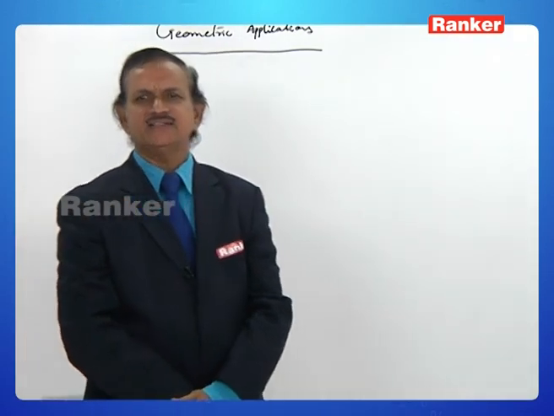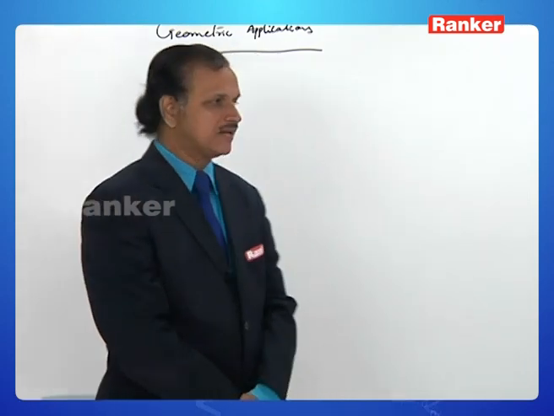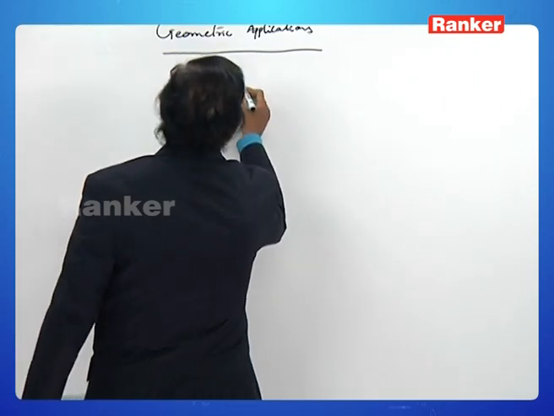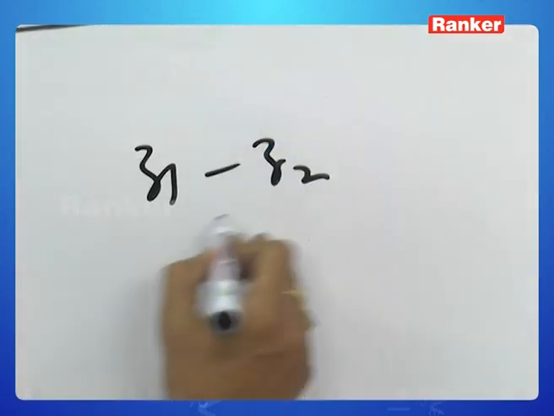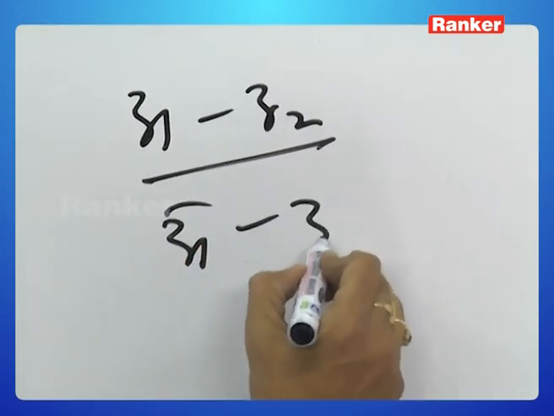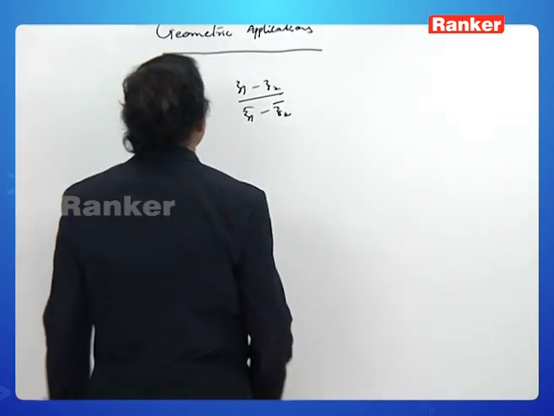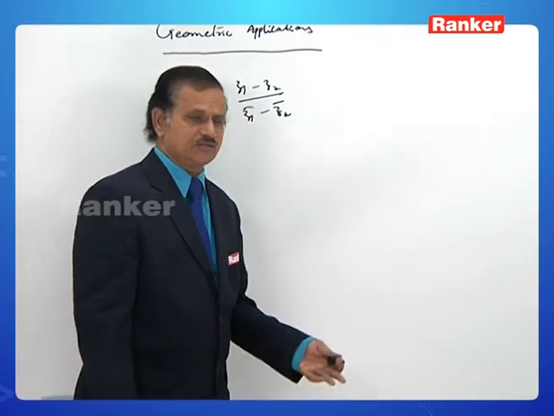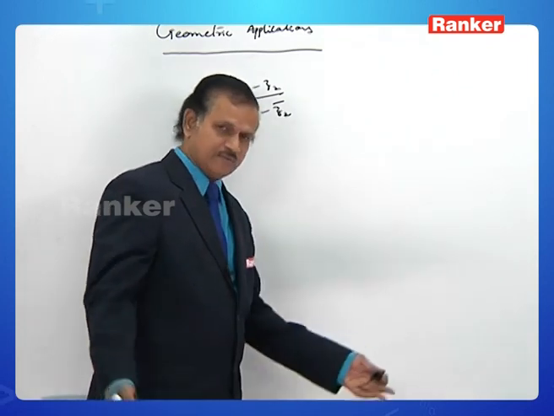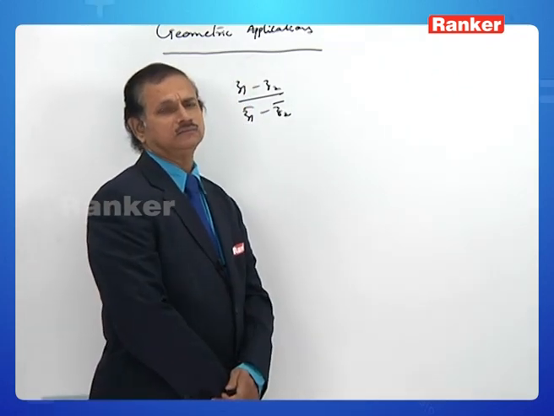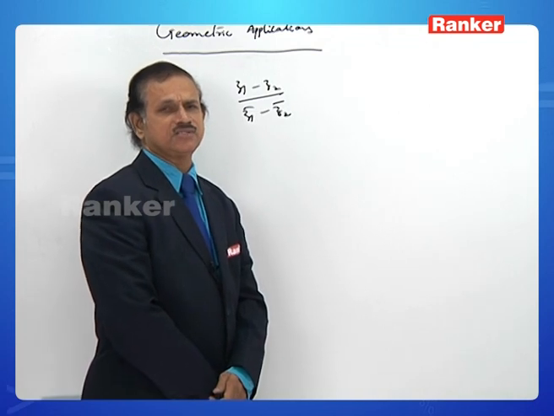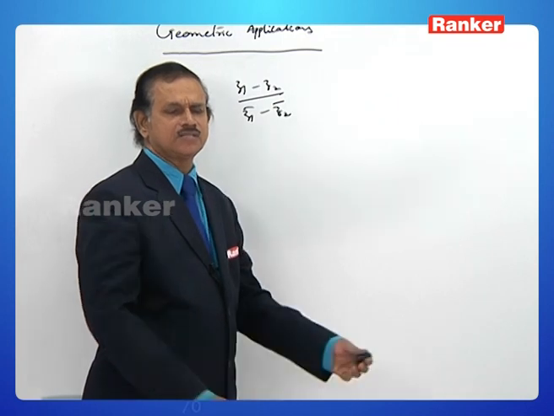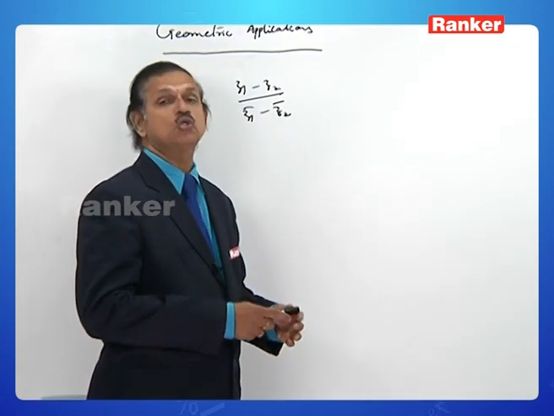The complex slope of a line joining two points z1 and z2 is defined as (z1 minus z2) by (z1 bar minus z2 bar). Or you can take (z1 minus z2) by the modulus of (z1 minus z2) whole bar. By making use of the properties of complex conjugates, the conjugate of (z1 minus z2) is nothing but z1 bar minus z2 bar. It is the complex slope.